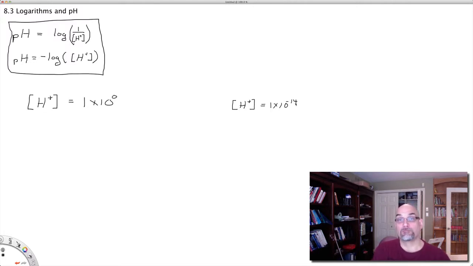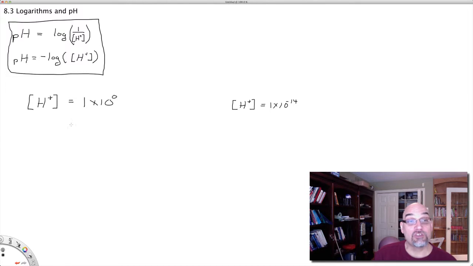Now, the pH scale isn't absolutely between 0 and 14. There's no upper or lower bound. There are things with pH less than 0, and there are things with pH more than 14. But for our intents and purposes in this course, we're not going to worry about those.